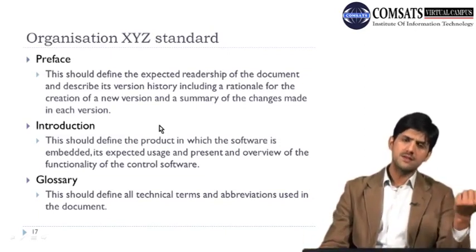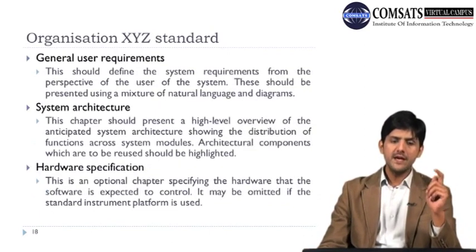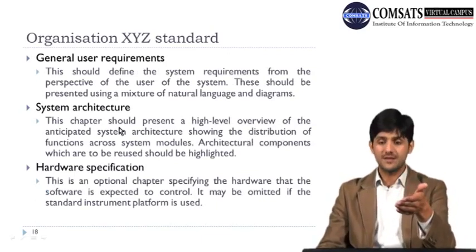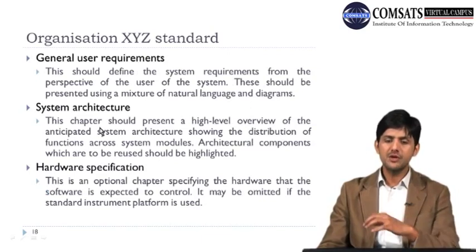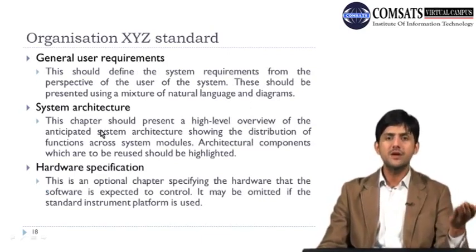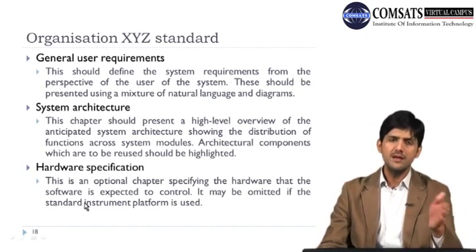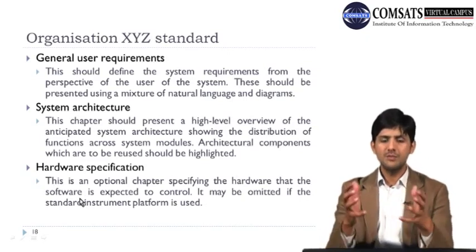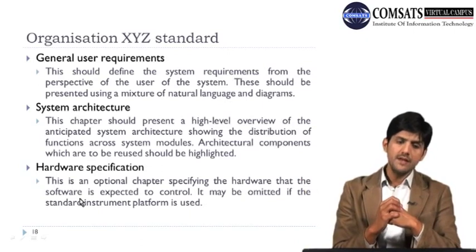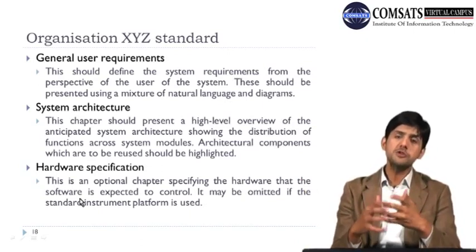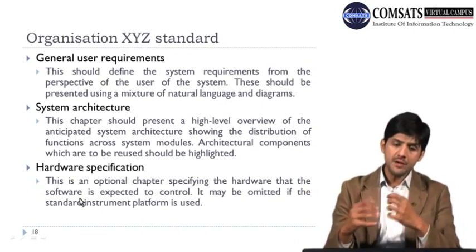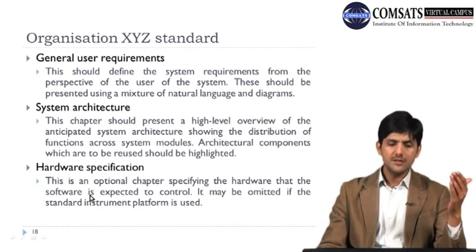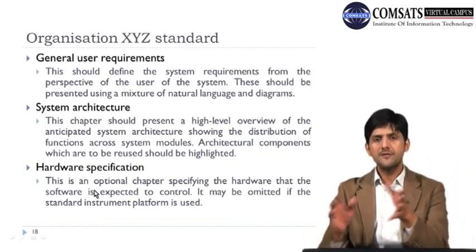Then they have the glossary, which is similar to the IEEE template. Then they have user requirements. This should define the system requirements from the perspective of the users of the system. These should be presented using a mixture of natural language and diagrams. In terms of diagrams, you can use use case diagrams, or any other diagram with which you can build a usage model that describes how the system would be used by the end user. Then, according to this particular organization, they also put system architecture into the requirements document, and according to them this chapter should present a high-level overview of the anticipated system architecture, showing the distribution of functions across different system modules.